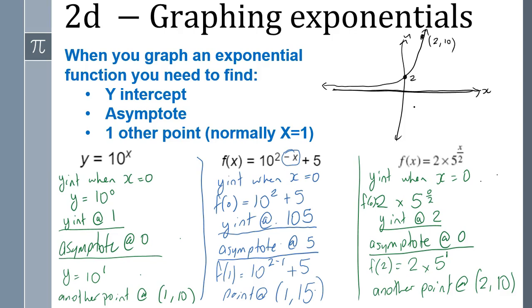So they really are, once you get the hang of it, quite a bit simpler than the ones we've been doing. So y-intercepts when x equals 0, asymptote is k, and one other point, use x as 1 whenever it's easy. When it's not easy, use something else. Okay, so that brings together all of our graphing exponentials. It's a little unit, but it takes a little bit of time to get your head around. So make sure you do all the practice questions and have a go at the similar questions on your assignment as well.